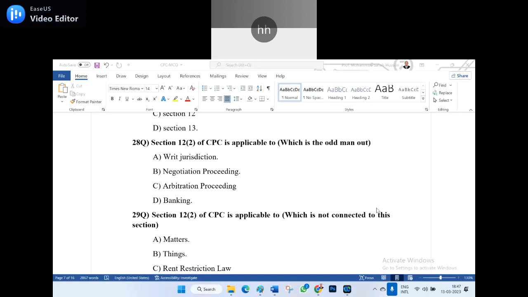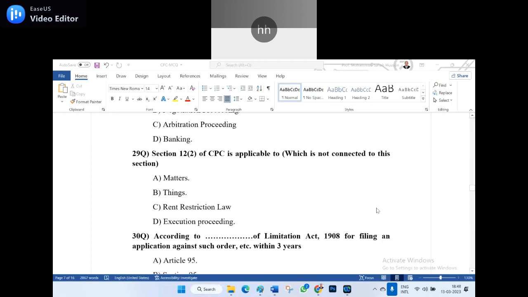Next option. Shoot, even though it is wrong, no negative marks. Option B, sir. Negotiation proceedings are not there, but arbitration proceedings are there. I fabricated negotiation proceedings, which is odd man out, not applicable to it. But the rest of the other three, that is the writ jurisdiction, C, arbitration proceedings, D, banking, are applicable.